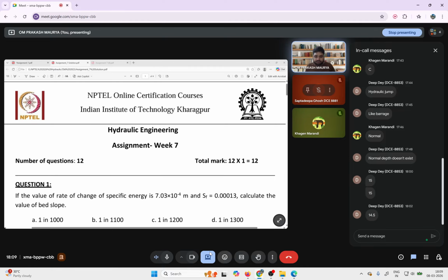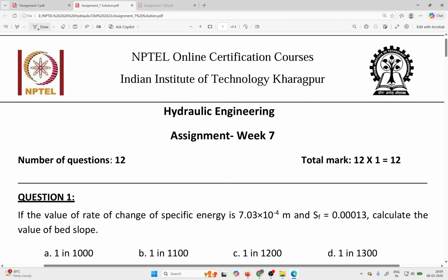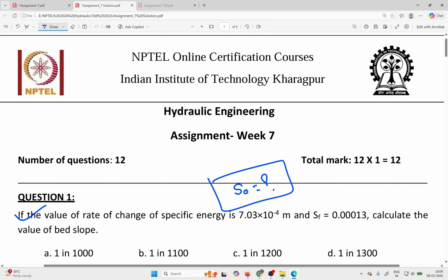Okay, so now let us focus on the question. The first question is: if the value of the rate of change of specific energy is 7.03 into 10 raised to minus 4 meter, and Sf, your friction slope, is 0.00013, calculate the value of the bed slope. So here you need to calculate the bed slope for question number 1.